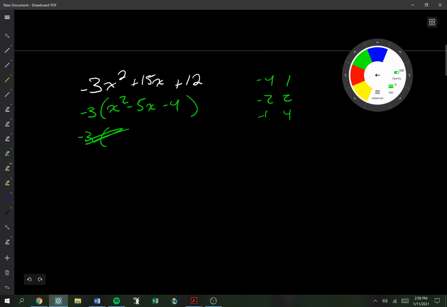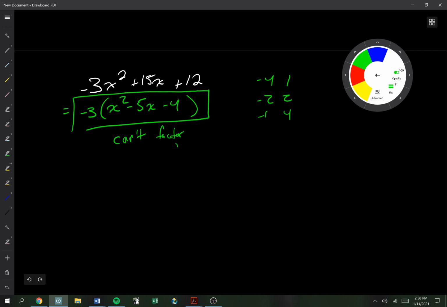I'm glad this happened here. It was going to happen eventually. It happened here by mistake, but I'm okay with it. So it can still factor. There's a GCF we can pull out. It can factor. It just can't factor further. That's as far as it goes.